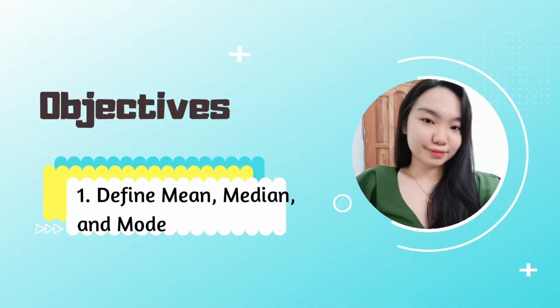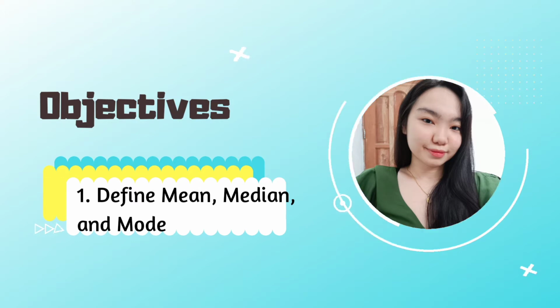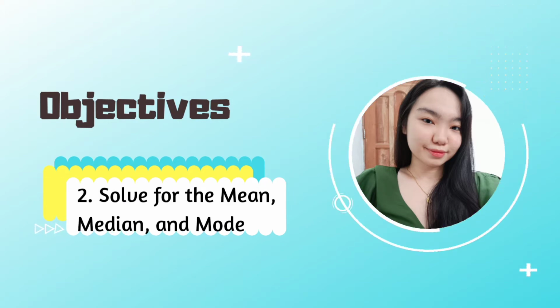We will be learning measures of central tendency of ungrouped data. So these are the objectives that will guide us as we go on. Number 1 is for you to define the mean, median, and mode. Number 2 is for you to solve the mean, median, and mode.